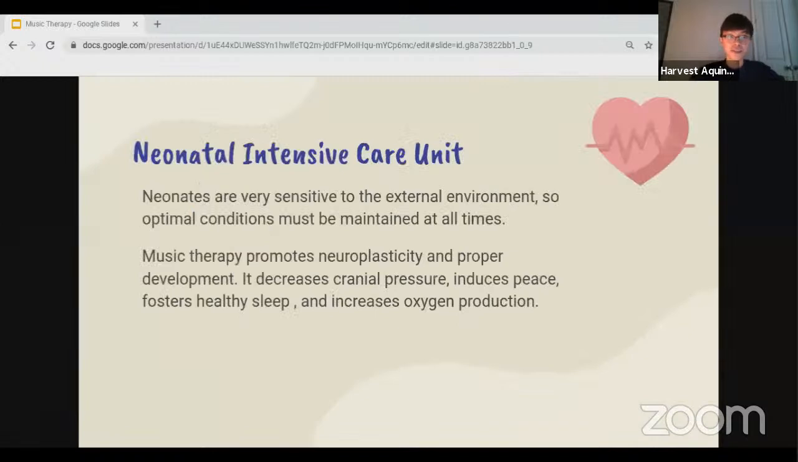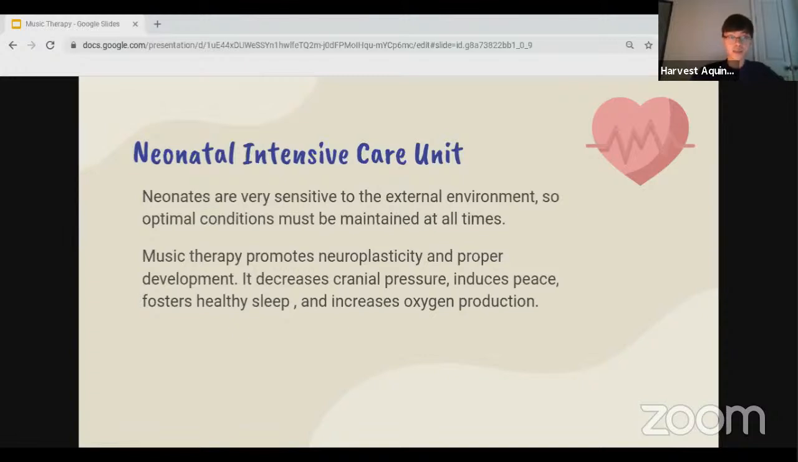Next, on to the use of music therapy in the neonatal intensive care unit, or the NICU. Neonates are obviously very sensitive to their external environments, and because this period is so important for proper neurodevelopment, optimal conditions must be maintained at all times. Sound is a major external factor, as chaotic sound can sometimes cause stress and disruption in development, while the complete absence of sound can actually lead to language delays and social deficits later in life.